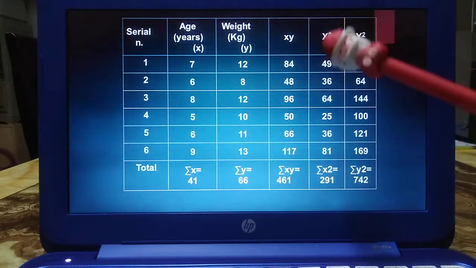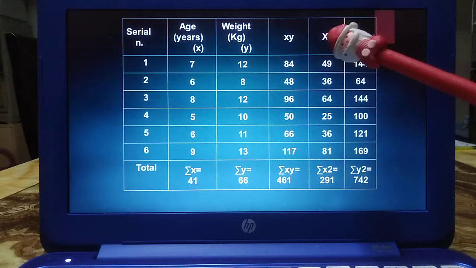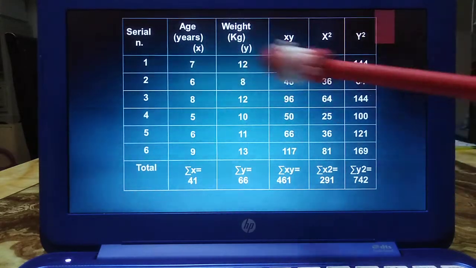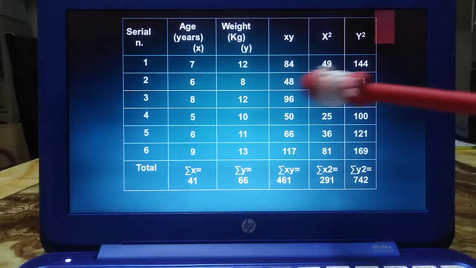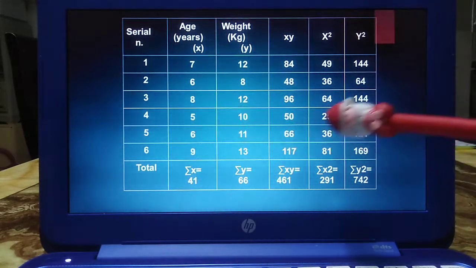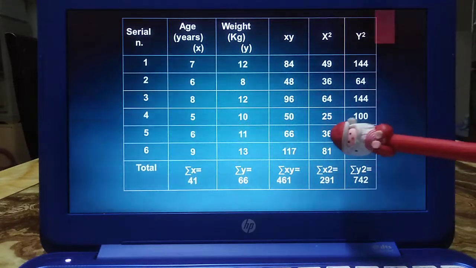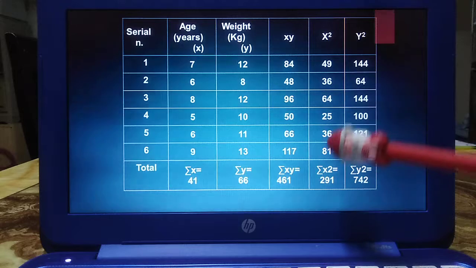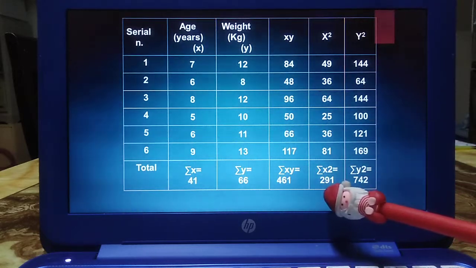In our fifth column, we are now getting the square of x. The square of 7 is 49. The square of 6 is 36. The square of 8 is 64. The square of 5 is 25. The square of 6 is 36. And the square of 9 is 81. Then I will also get the sum of this, which gives me 291.